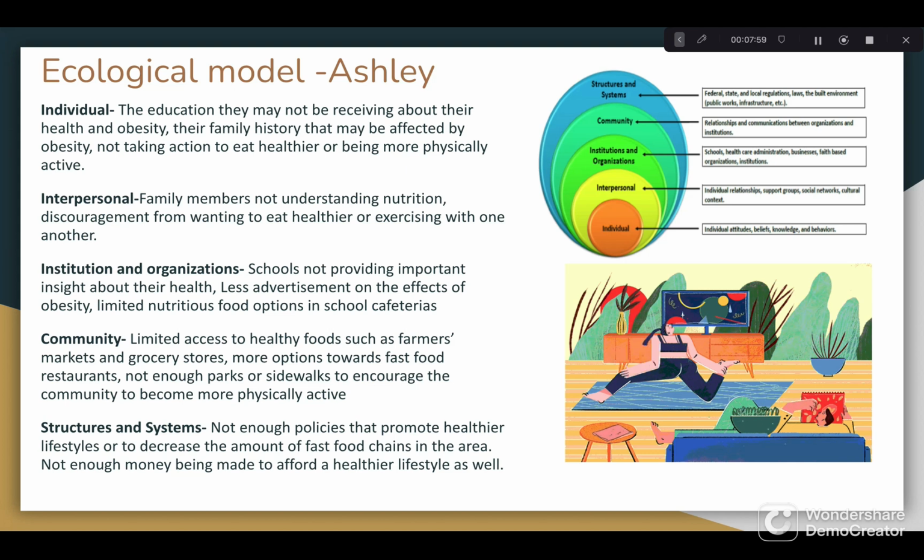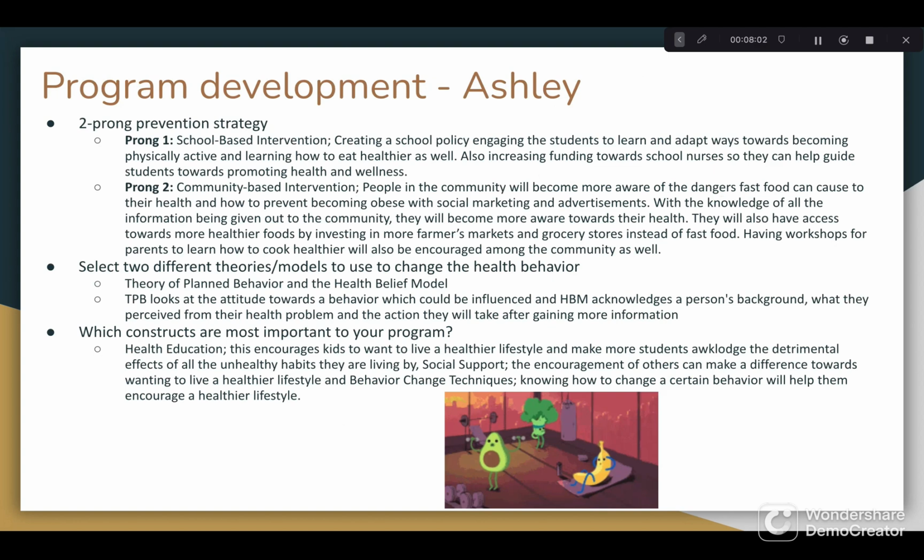Now, my final slide that I worked on was the program development. The two-pronged prevention strategy that I looked at, for the first one, was school-based interventions. We do have to create a school policy engaging students to learn and adapt ways towards being physically active and wanting to learn how to live a healthier lifestyle. Another thing that I was researching is that if they funded more school nurses, that would help promote health and wellness towards their students as well.